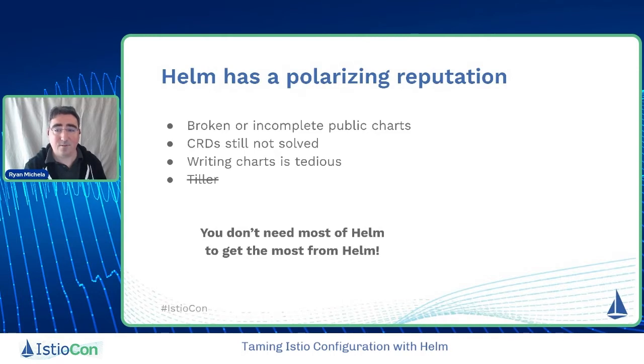Third, writing charts from scratch for everything in your cluster seems tedious and redundant. Why would you write a chart if you already know all the Kubernetes YAML you want to install? Why wrap it in the complexity of an added chart? Additionally, prior to Helm 3, Helm's tiller component presented a major security vulnerability if you didn't adequately secure it. Well, the good news is you don't need most of Helm to get the most from Helm, and I'll show you how.